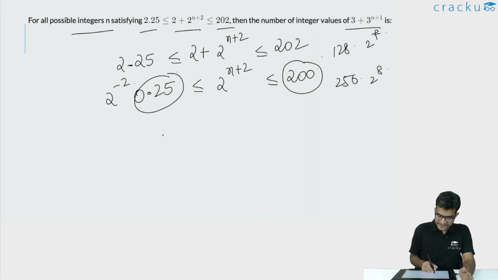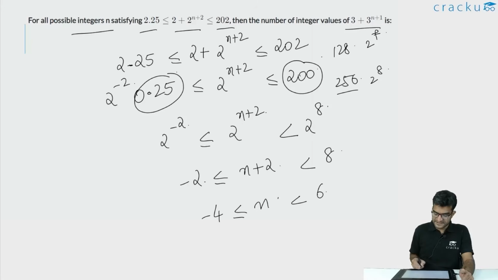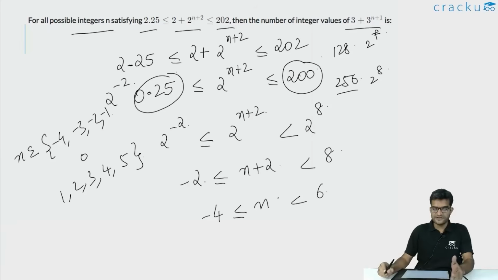So 2 to the power minus 2 is less than or equal to 2 to the power n plus 2, which is now less than 256, which is 2 to the power 8. Or the value of n plus 2 is greater than or equal to minus 2 and this is less than 8. Or the value of n is greater than or equal to minus 4 and this is less than 6. So the values that n can take are minus 4, minus 3, minus 2, minus 1, 0, 1, 2, 3, 4 and 5. These are all the values that n can take.